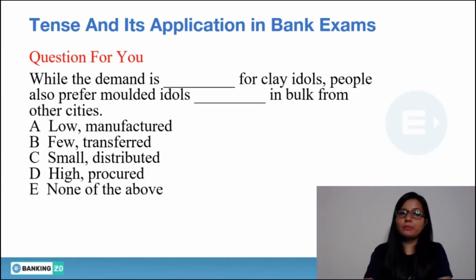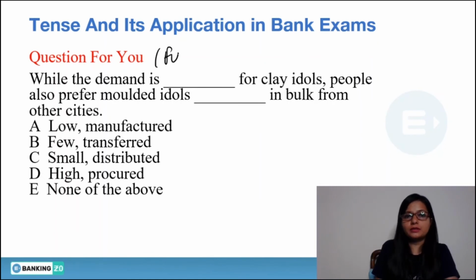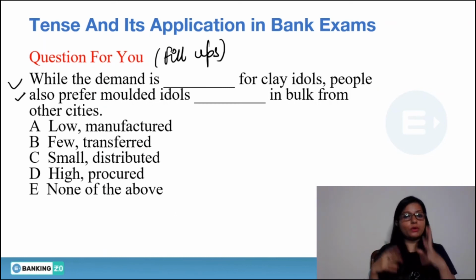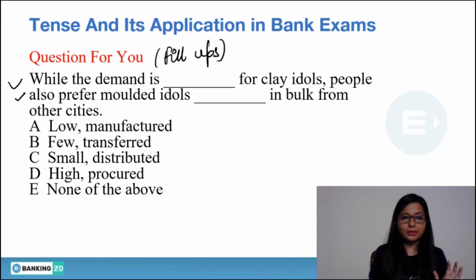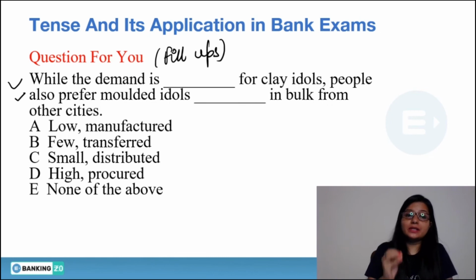Okay, so another type of question you will have in your examination will be fill in the blanks. You can see one blank, two blanks, or more than two blanks in your examination. So: while the demand is dash for clay idols, people also prefer molded idols dash in bulk from other cities. So the demand is what? Low, high, small, or what? Obviously, it is high: while the demand is high.